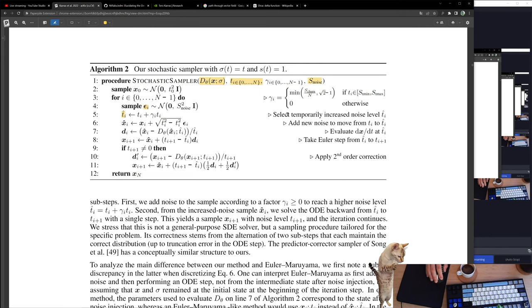Right. So select temporarily increased noise level t_i. Add new noise to move from t_i to t_i hat. Evaluate dx/dt at t_i hat. All right, that's what they're doing here. And then they're taking a Euler step from t_i hat to t_i+1. And this is the second order correction. So this is not just Euler's method, but the second order correction of Euler's method.